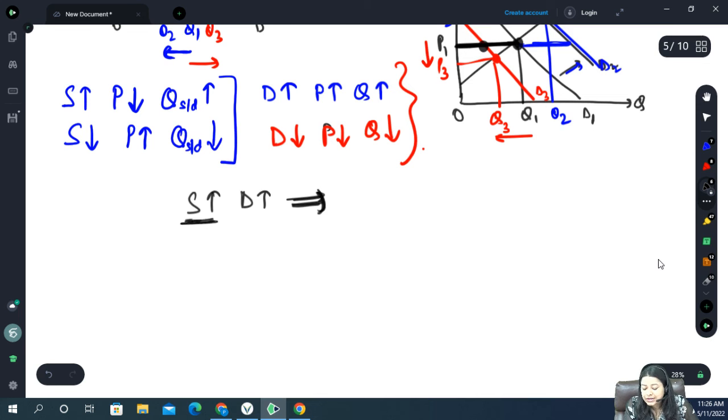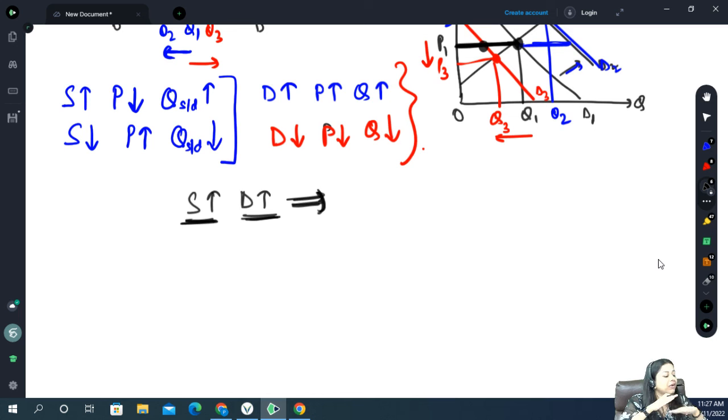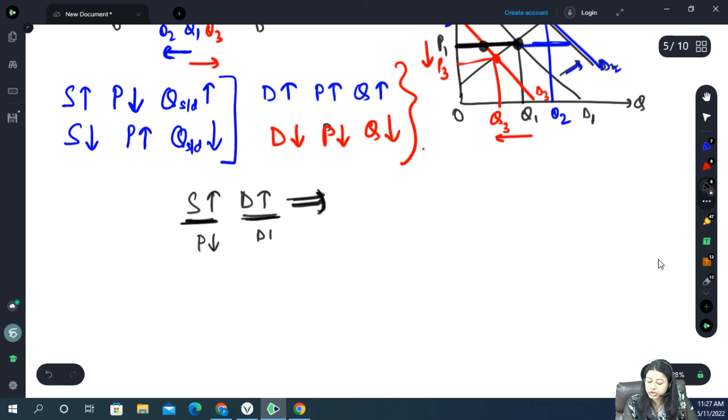What will happen to price? Tell me. If supply is increasing, this is pushing the price down. If demand is increasing, this is pushing the price up. What will be my final price? So Hardik is saying that the new price will increase. How can you say this? This is pushing my price down, this is pushing my price up. So how can you conclude that finally your price will increase? Tell me, Hardik.